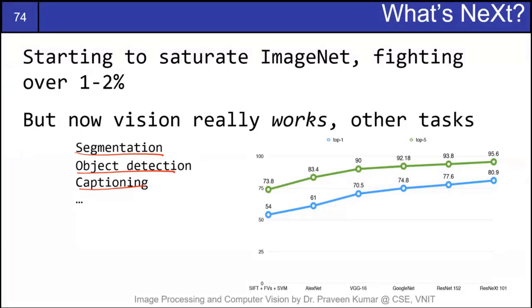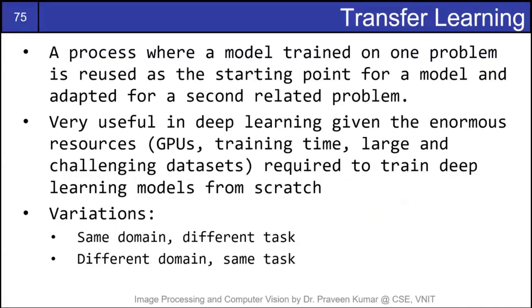But before we conclude this topic, there is another important thing done with CNNs, which is called transfer learning. It is not unique to CNNs. It is a general technique in machine learning, but it is most often used in deep learning. In this process you take a model which is trained on one problem, on a source task, on a particular domain like ImageNet, and then you reuse that model as a starting point for training a model for a second related problem.